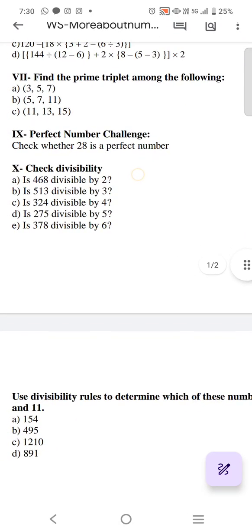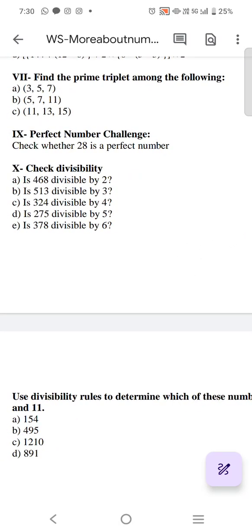Okay, hello students. Today we are going to start with our worksheet. I've already done half of the worksheet, so we are going to do from here. Find the prime triplet among the following.